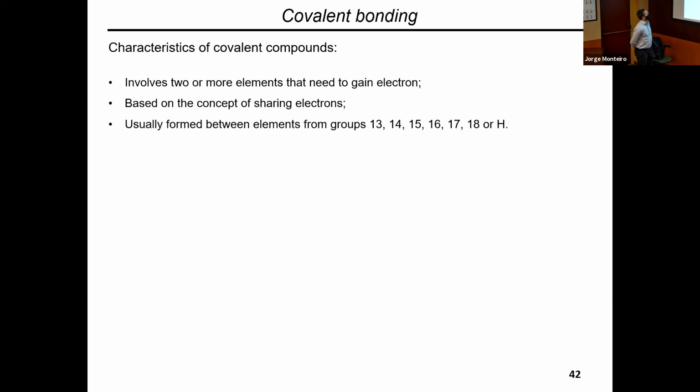And covalent bonding is usually formed between elements from groups 13, 14, 15, 16, 17, 18, or hydrogen. Okay? So all this block here of the periodic table, when they bond among themselves, the kind of bond formed is going to be a covalent bond. We will not tackle covalent bonding right now, but we will come back at the end of the course, in the second half of the course.